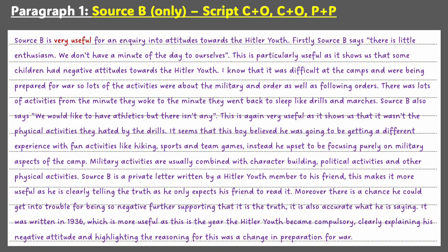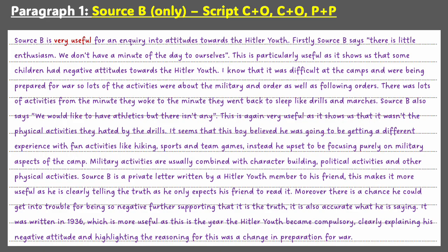Source B is a private letter written by a Hitler Youth member to his friend. This makes it more useful as he is clearly telling the truth, as he only expects his friend to read it. So we could put in there as well that it's based on his own experiences. That, of course, makes it useful, but we don't need it. We only need two bits of provenance. Moreover, there is a chance he could get into trouble for being so negative, further supporting that it is the truth. It's like he doesn't care anymore, isn't it? That's how bad it is.